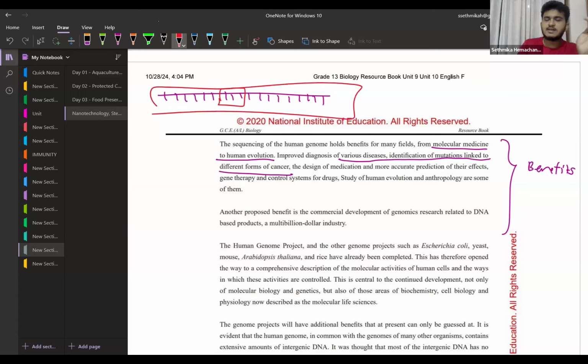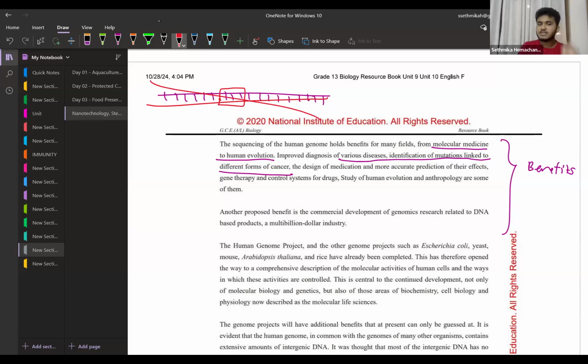In order to replace this DNA sequence, you bring in another gene, right? Using molecular biology, using a vector, you bring in the corrected gene, which replaces this damaged gene. Genetic disorders can be cured, right?